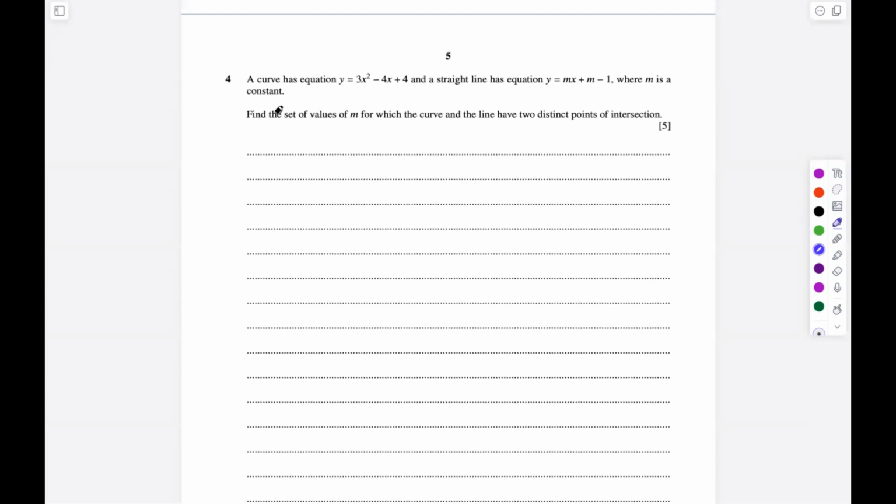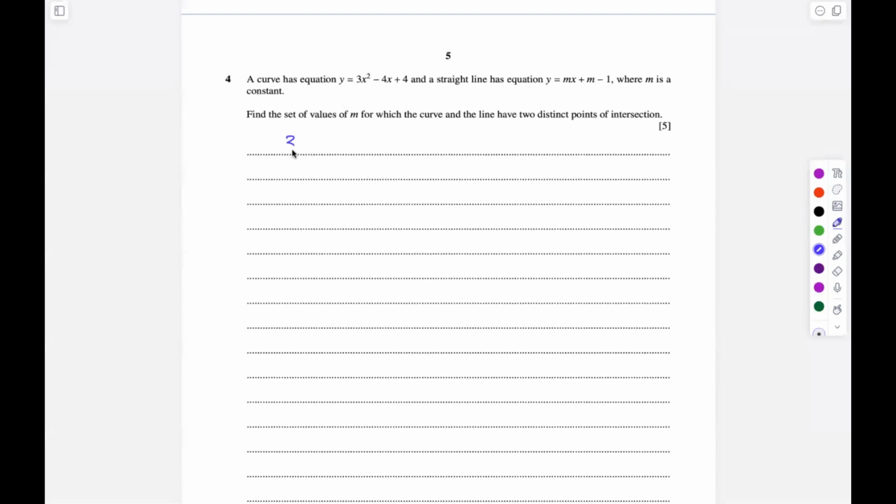In question 4, a curve has equation y equals 3x squared minus 4x plus 4, and a straight line has equation y equals mx plus m minus 1, where m is a constant. We have to find the set of values of m for which the curve and the line have two distinct points of intersection. As we have an unknown constant m and a quadratic equation, we'll be using the discriminant b squared minus 4ac.